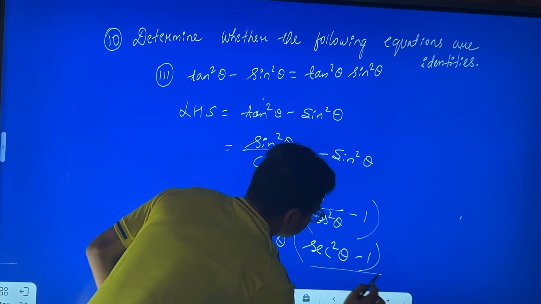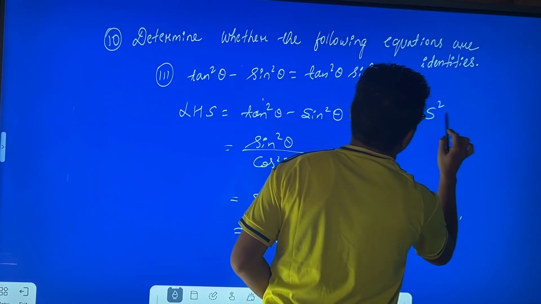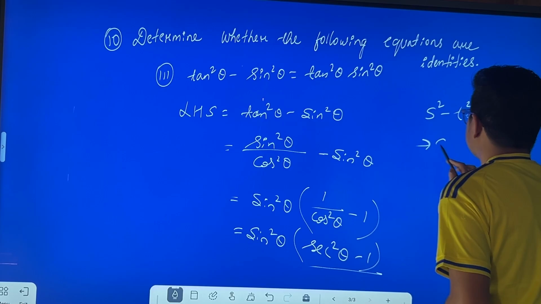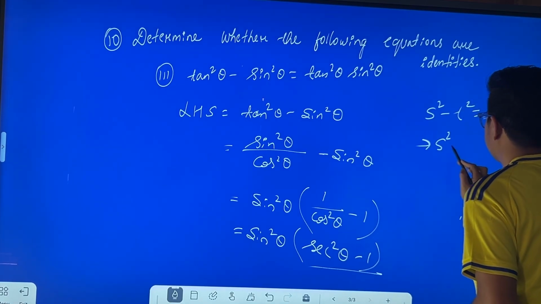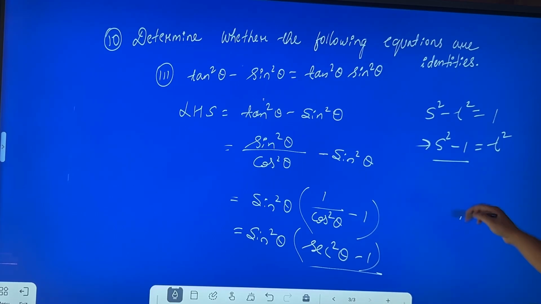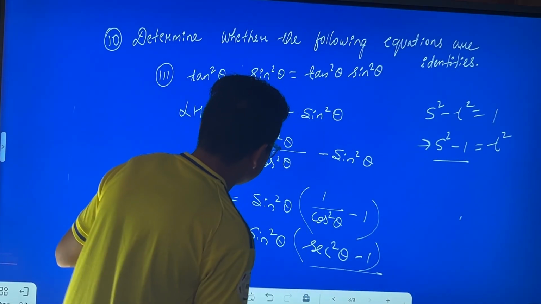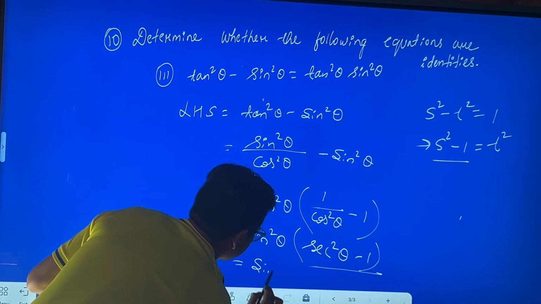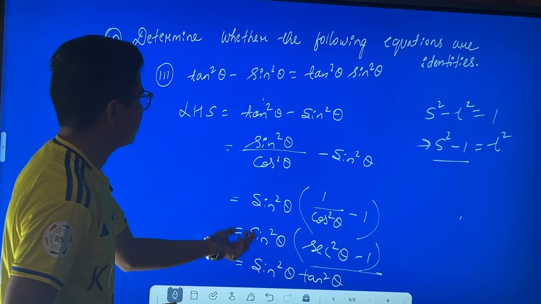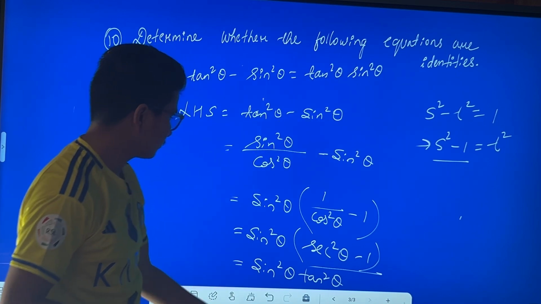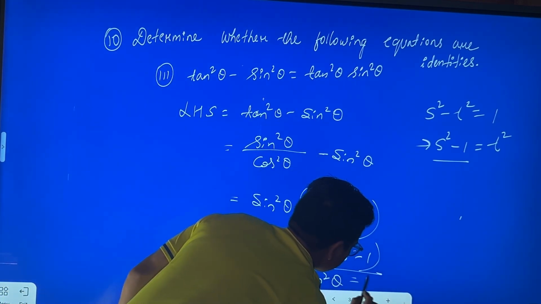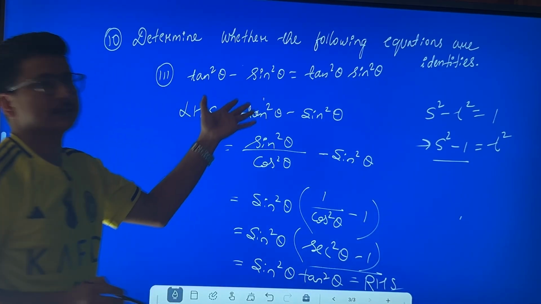Again, do you remember this formula? Sec square theta minus tan square theta equal to 1, correct? So from here sec square theta, bring this plus 1 to this side, minus 1 equal to what? Tan square theta. Sec square theta minus 1 equal to tan square theta. So in place of sec square theta minus 1, I can write tan square theta. And is this the right hand side? Yes, this is the right hand side. Tan square theta into sin square theta, right? This is the right hand side. That means this equation is the identity.